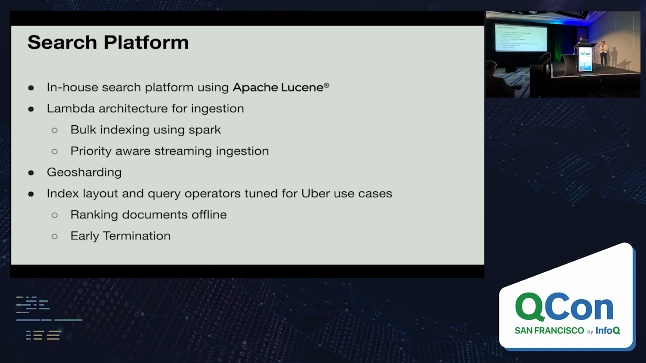And at Uber, we use Geosharding quite heavily, because most of our use cases are geospatial in nature. So I'll share some insights on some of the Geosharding techniques that we use at Uber. And then finally, we build custom index layouts and query operators that are tuned for Uber Eats use cases, that take advantage of the offline document ranking and query early termination to speed up the queries.